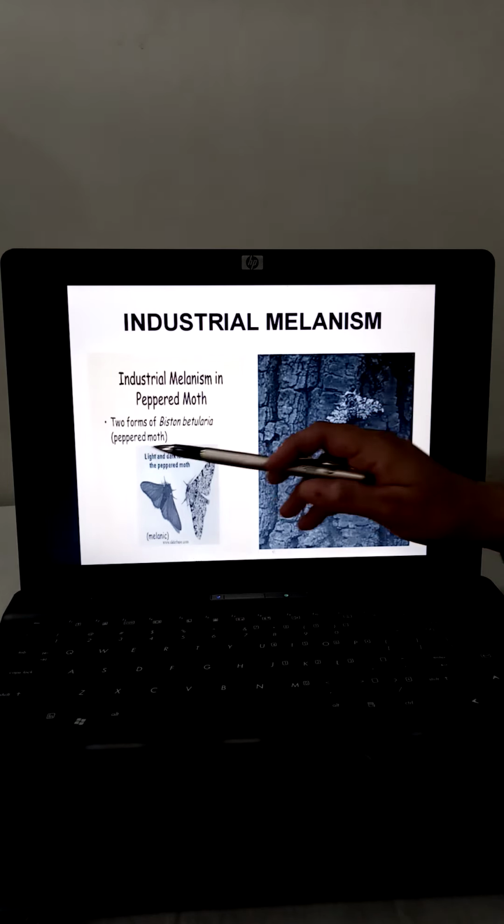Dark color of the trunk because of the deposition of black soot, and the black colored moth is easily camouflaged with the background, whereas the white colored moth was easily seen by the predators. So their population reduced and the black moth population increased after the industrial revolution in England. This shows natural selection. Natural selection means the black colored moth had a survival benefit over the white colored moth against the predators, because it was able to camouflage and the white one was not. This is natural selection.